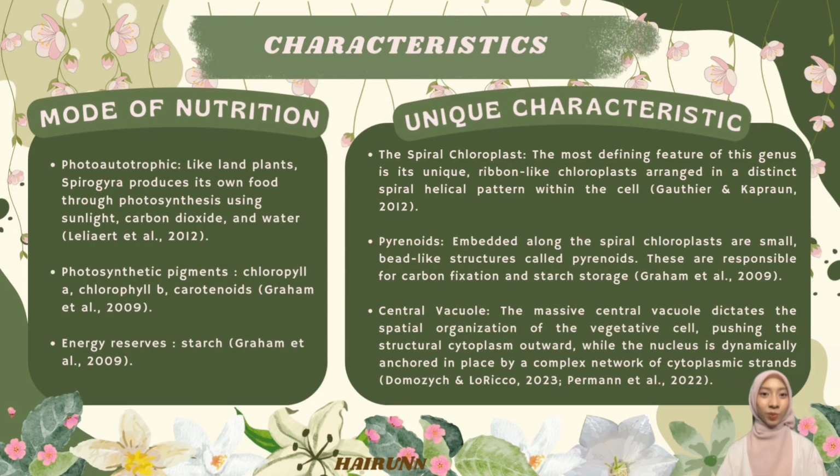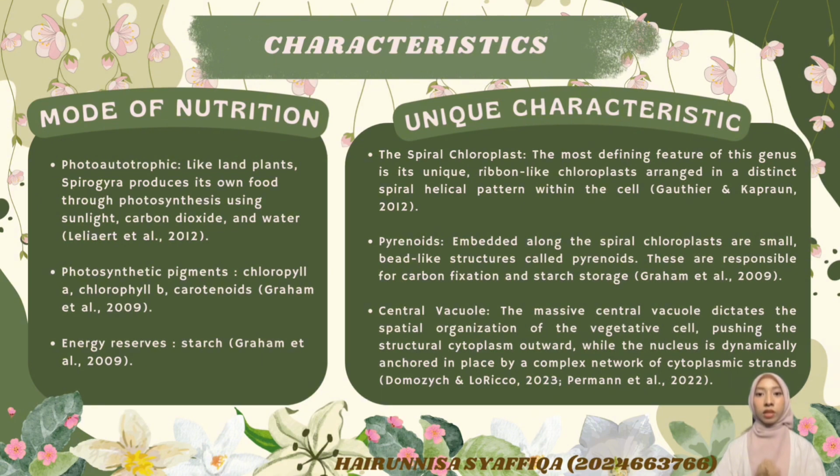Alright, now let's move on to the second characteristic of Spirogyra sp, which is the mode of nutrition. Spirogyra sp is photoautotrophic. Like land plants, Spirogyra produces its own food through photosynthesis, using sunlight, carbon dioxide, and water. The photosynthetic pigments contained in Spirogyra are chlorophyll a, chlorophyll b, and carotenoids, while the energy is reserved in starch form. Now let's move on to the unique characteristics.